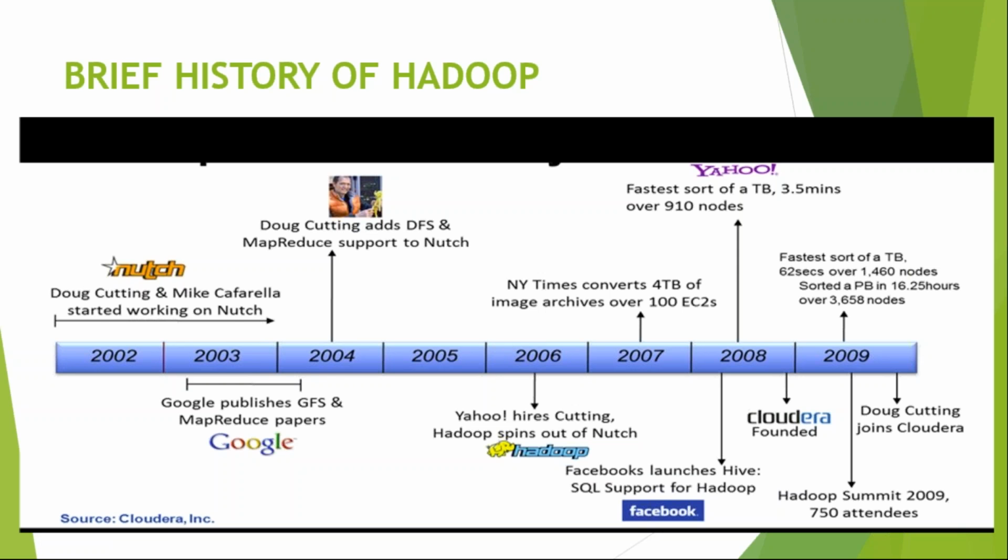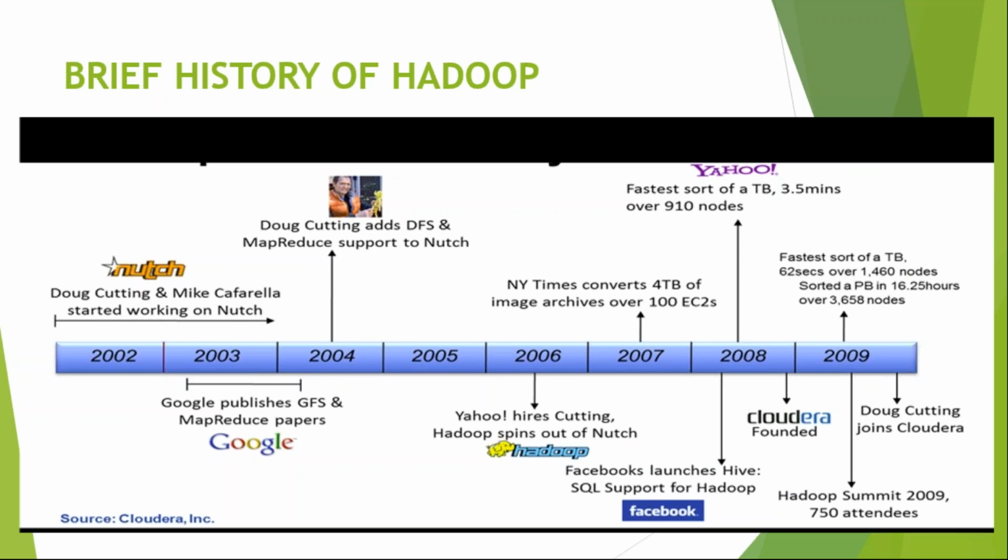Finally, it became Hadoop in 2006. Why did they name it Hadoop? It's very simple. Doug Cutting's son was playing with a yellow elephant toy, and the kid, I think 3 to 4 years old, used to call that elephant Hadoop, and they named it Hadoop. So there is nothing technical behind the name.